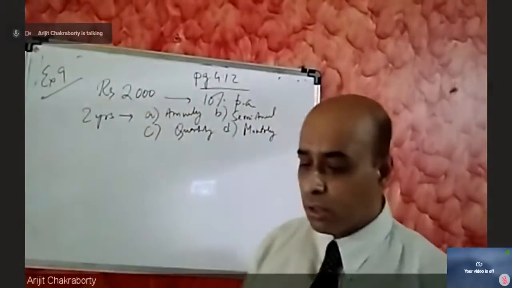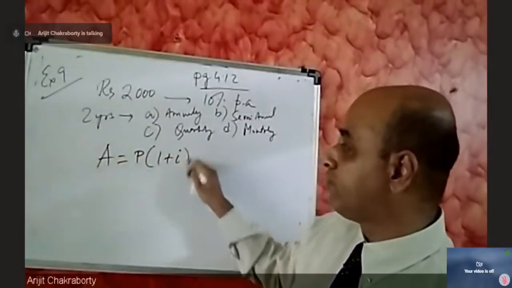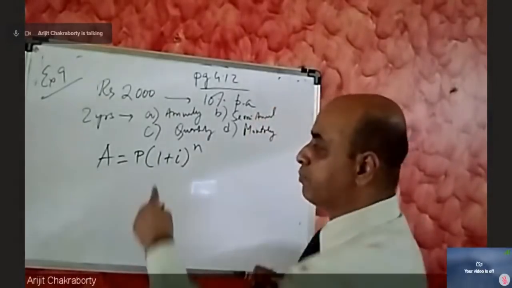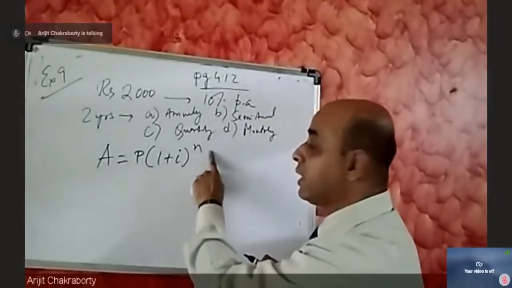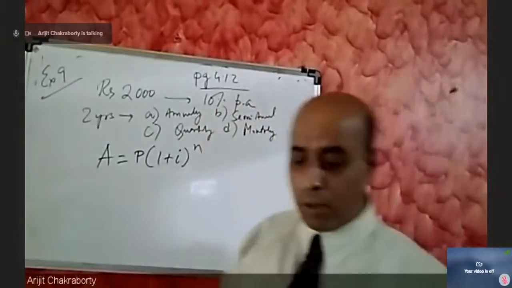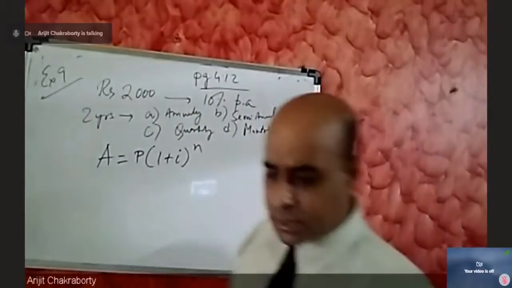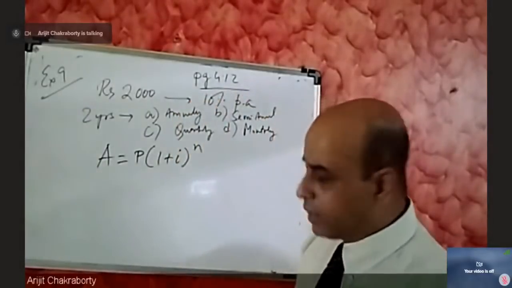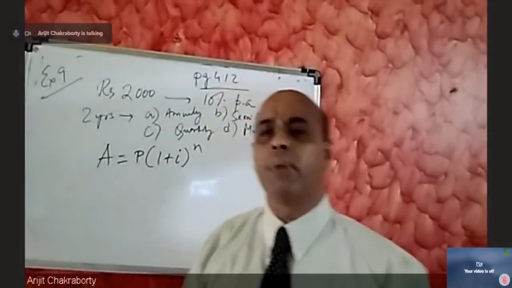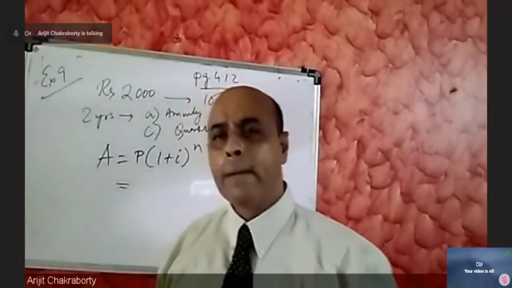Now please note that the formula we have seen is A equals P into (1 plus i) to the power n. We have discussed this formula where A stands for the accumulated amount, P is the principal, i is the interest rate, and n is the number of conversion periods. Now let me take first the annual compounding. Annual compounding means it is compounded once every year, so the number of conversion periods is 1.